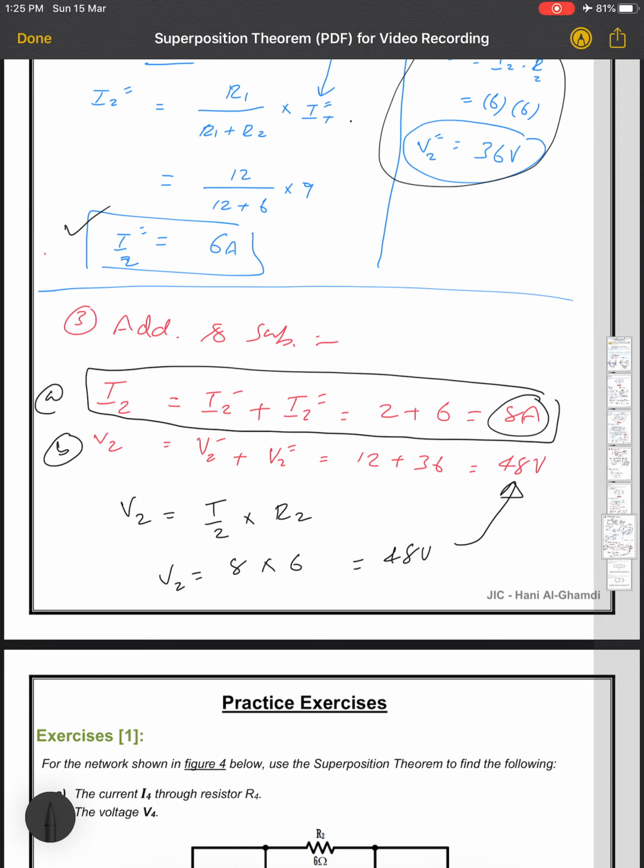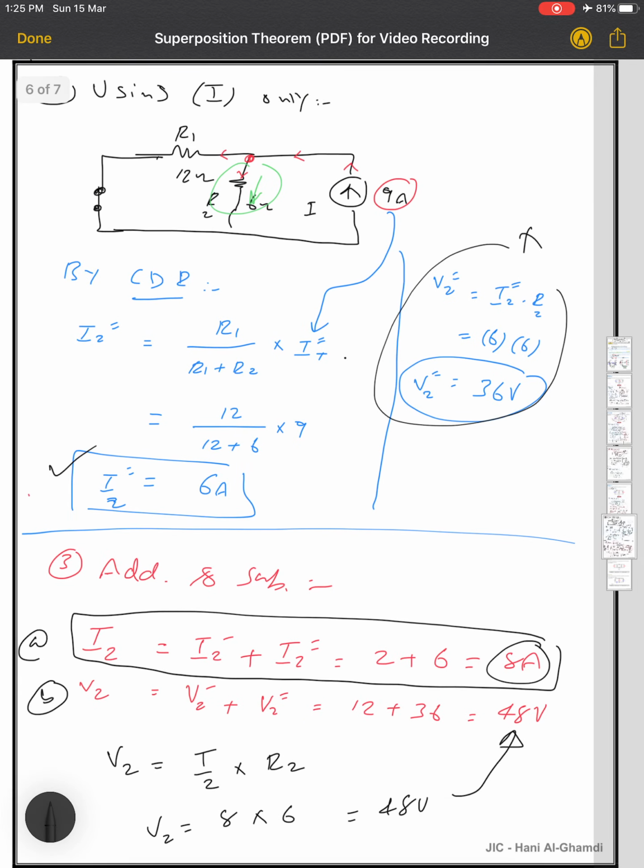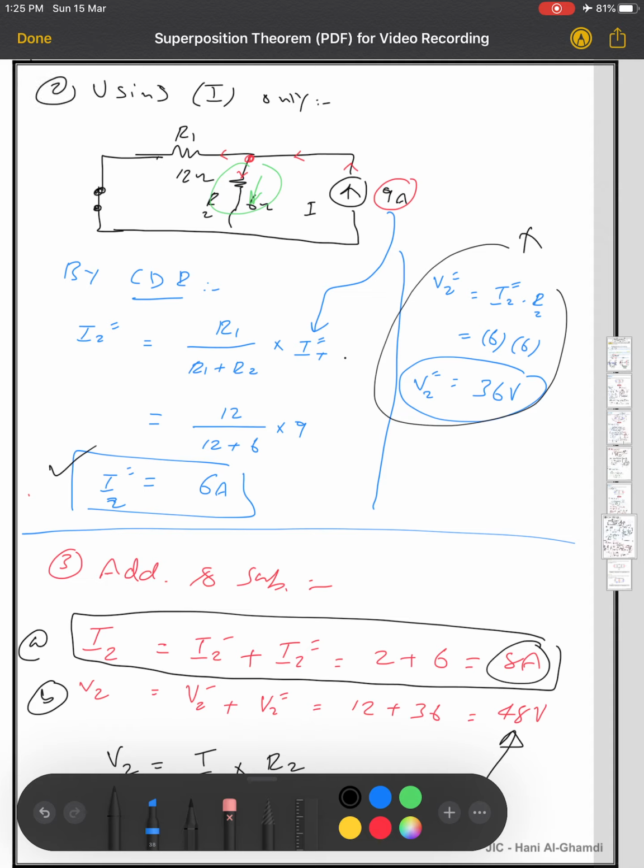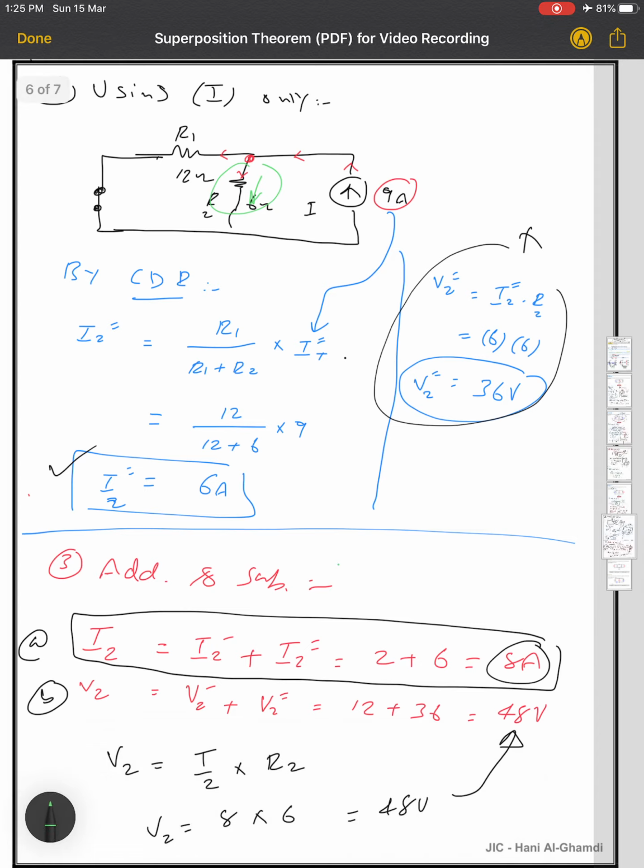Okay, guys, before moving to the next material, let me tell you something here. Look here, guys. By using the superposition theorem, we found the current and the voltage by using I2 prime, I2 double prime, V2 prime, V2 double prime, and the answer comes to us. But you cannot use the superposition theorem for the powers. What I mean is that the superposition theorem is applicable for the currents and the voltages, but it's not applicable for the power. So you cannot say, for example, P2 equals P2 prime plus P2 double prime. No, this is not equal. It will give you a wrong answer.